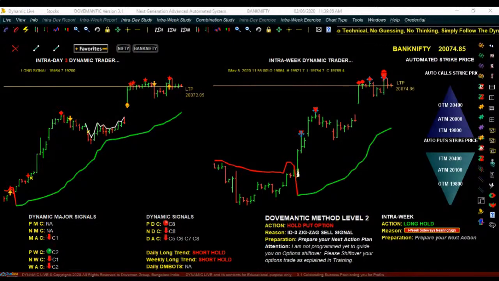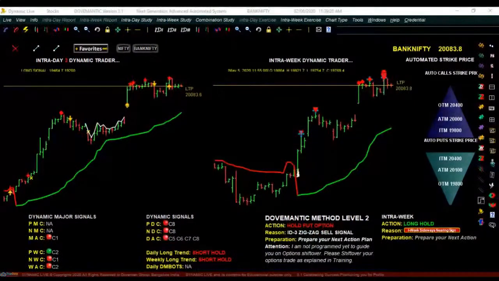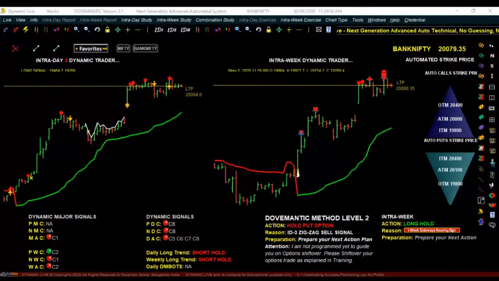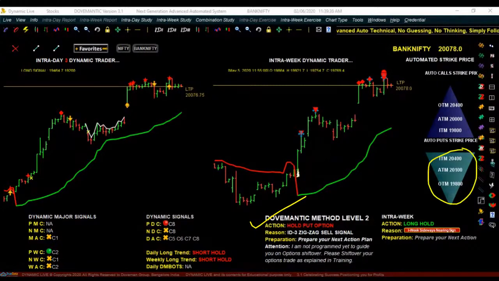And then whenever it tells you to buy a call option or a put option, there's one more important thing that you have to learn, and that is to select the right strike price. But as I told you, even the right strike prices are automatically selected by this Dynamic Live. So whenever it tells you to buy a call option, you can look at this pyramid pointing upward, pick one number out of these three, that is your right strike price. Similarly, whenever the action tells you to buy a put option, you can look at this pyramid pointing downward, pick one number out of these three, that is your right strike price. So this is how you can select the right strike price and go about doing the trade.